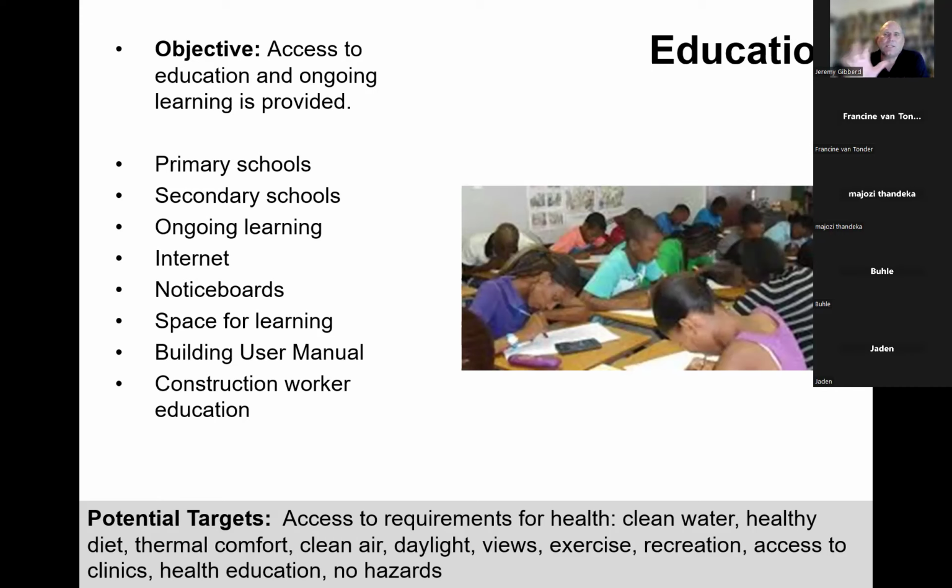So again, you can design this into your settlement. You can make sure there's good primary schools, secondary schools, access to ongoing learning, libraries, notice boards. You need education about the buildings, so building user manuals, and training with your contractors. You can use construction as a vehicle for construction training so that people can leave with good skills that they can then use elsewhere.